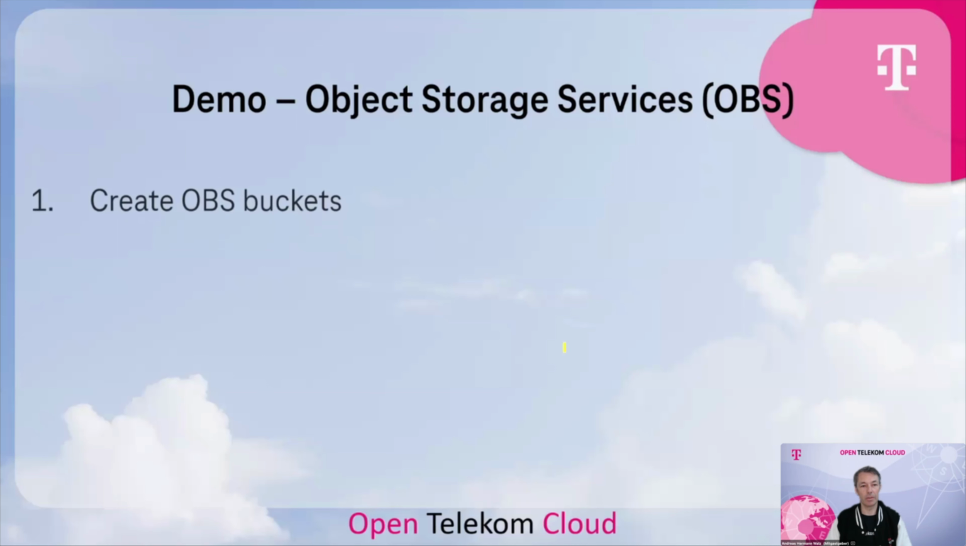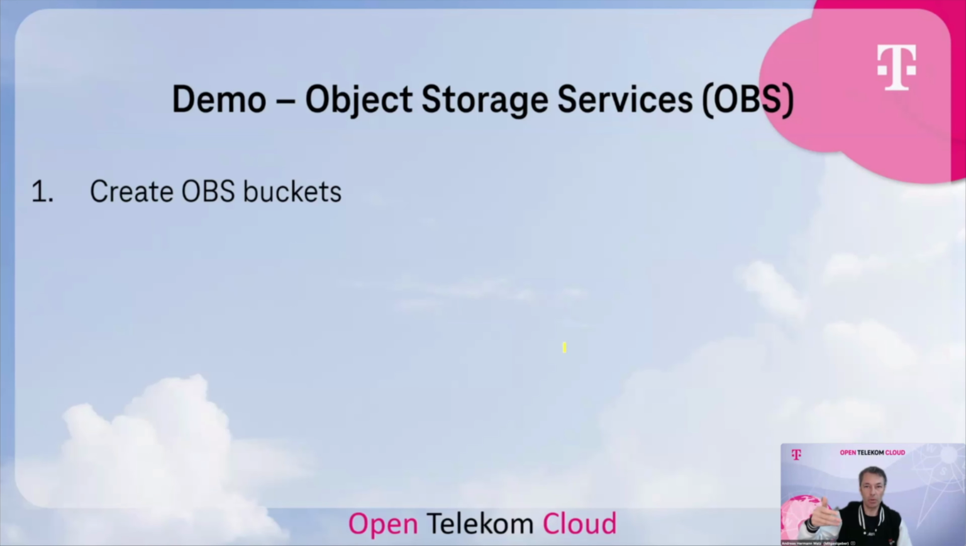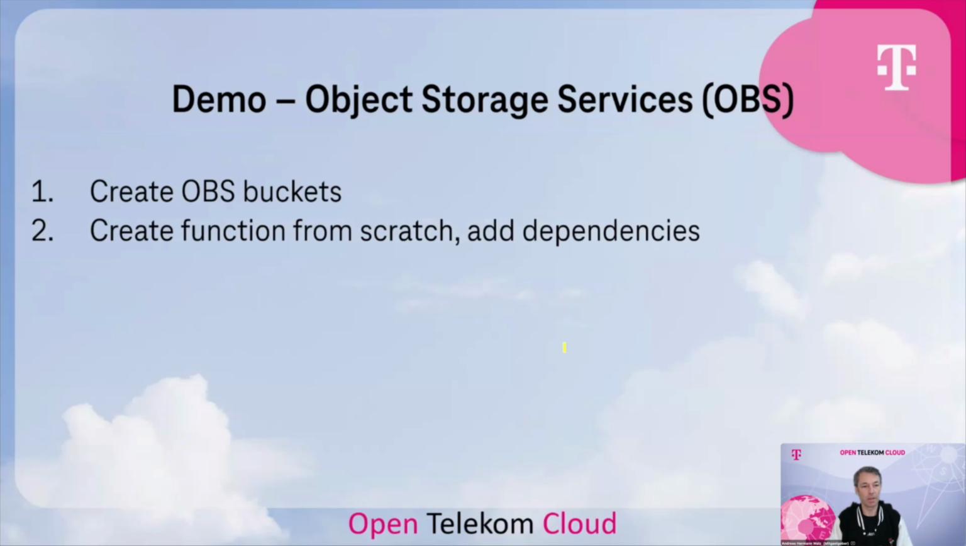Now, starting with it, we create object storage buckets, which we will use to upload, in this case, pictures. Then the picture will be uploaded and then manipulated, and then we need another bucket where the outgoing, so the manipulated picture will be stored. So we will create two buckets for that.